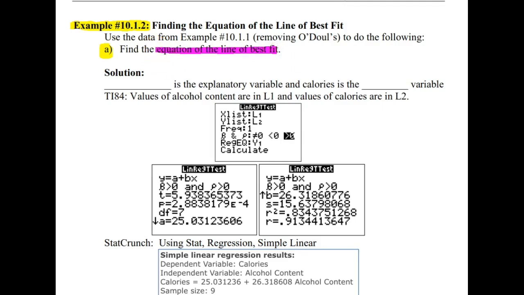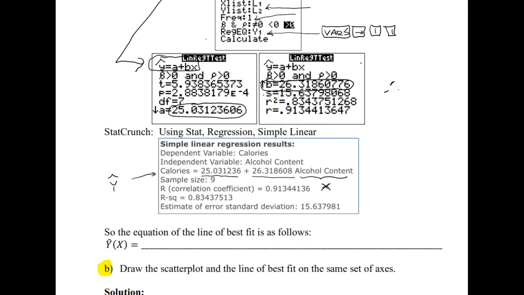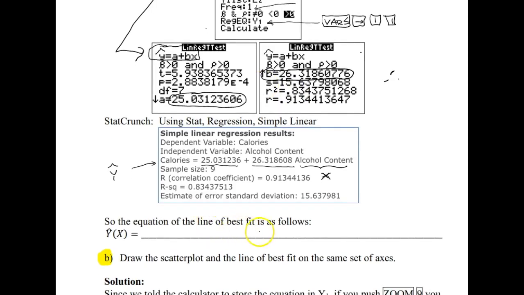All right, so again, we're going to define our variables here to begin with. In this case, alcohol content is going to be our explanatory variable, and number of calories is going to be the response variable. So that means we're going to put the values of alcohol content in L1, and the values of number of calories into L2. But right now we're just after this equation of the line of best fit.